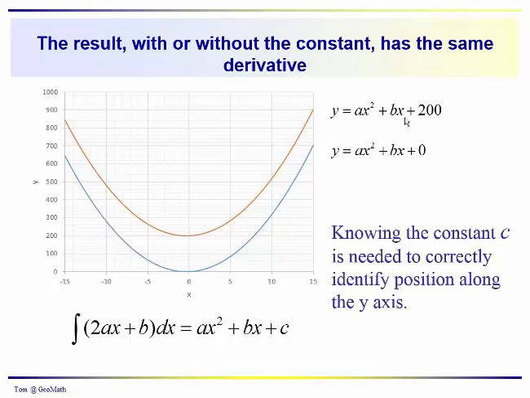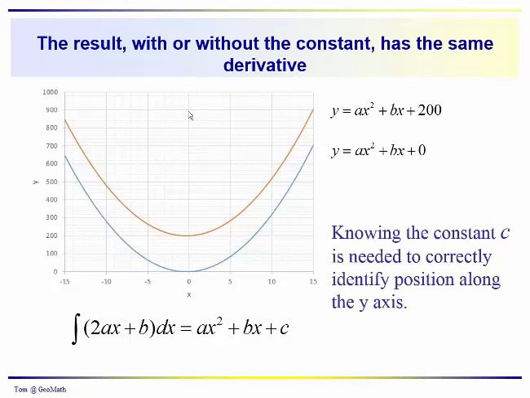And what that translates to, when we look at these functions: here's a quadratic, and we've got a constant of c equals 200 here. We've got a constant c equals 0 here. Notice that these correspond to the intercepts.